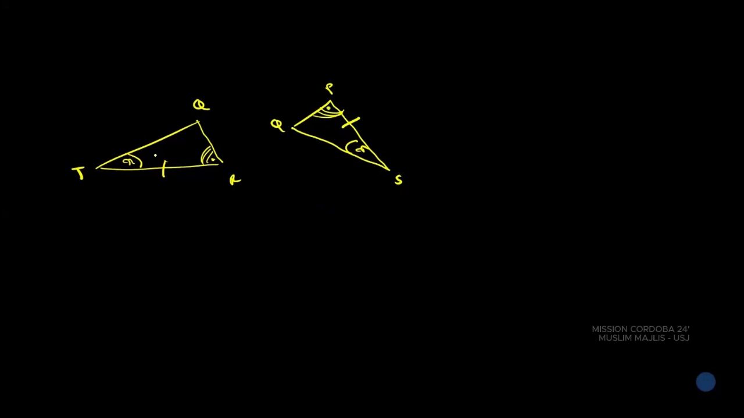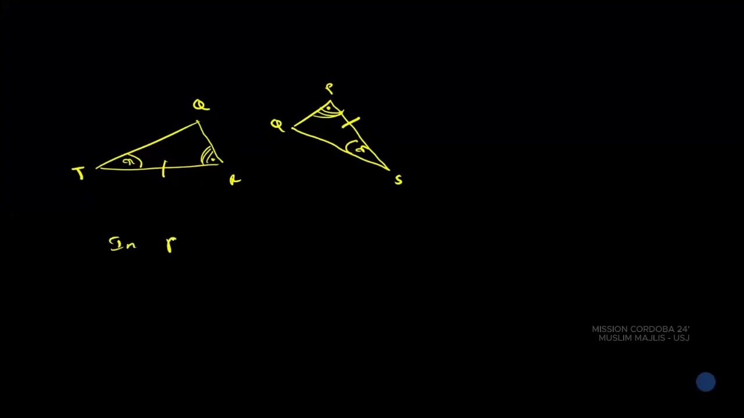So can you see, two angles and a side of a triangle are equal to two angles and the corresponding side of another triangle. These two triangles are congruent in the case of congruency: angle, angle, side. Angle, angle, side. So you have to write that properly.